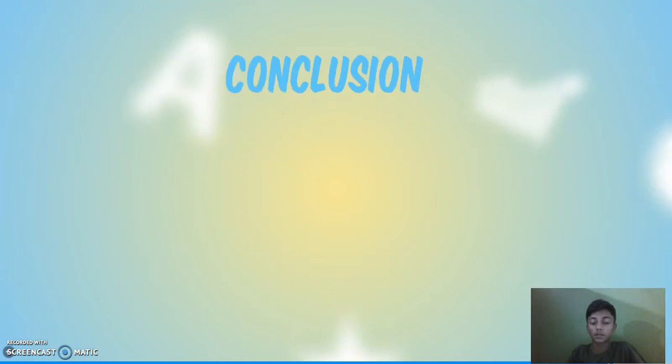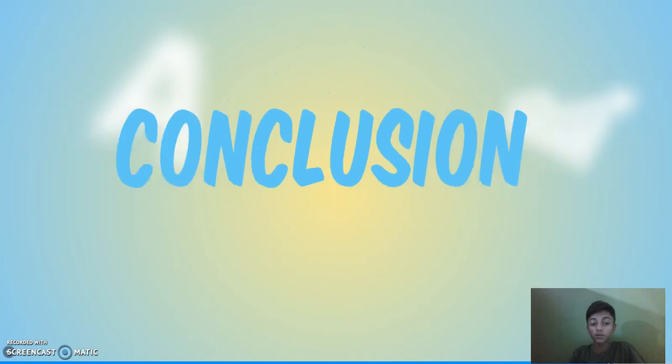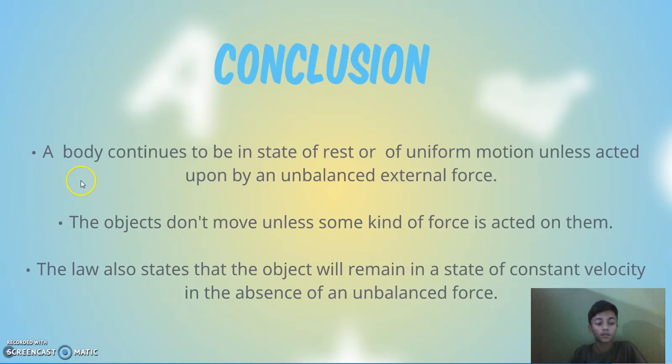And the last thing is the conclusion. The conclusion was of three points. First point is a body continues to be in a state of rest or of uniform motion unless acted upon by an unbalanced external force. Second point is the objects don't move unless some kind of force is acted on them. Third point is the law also states that the object will remain in a state of constant velocity in the absence of an unbalanced force. So these three points were the conclusion made.